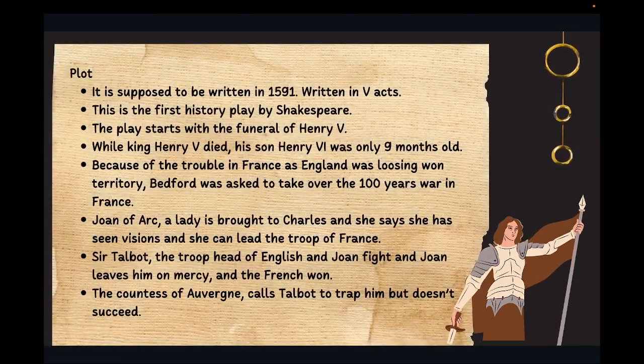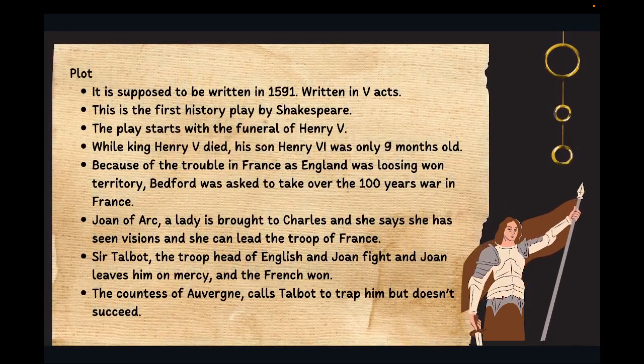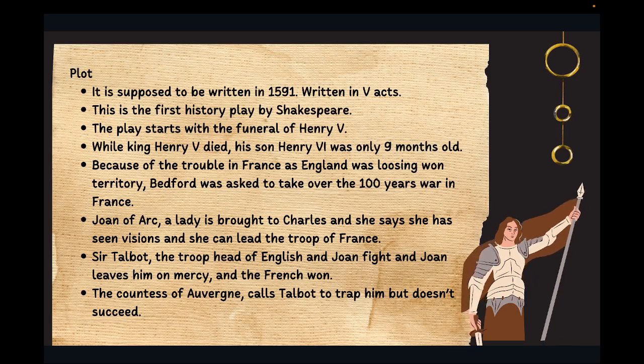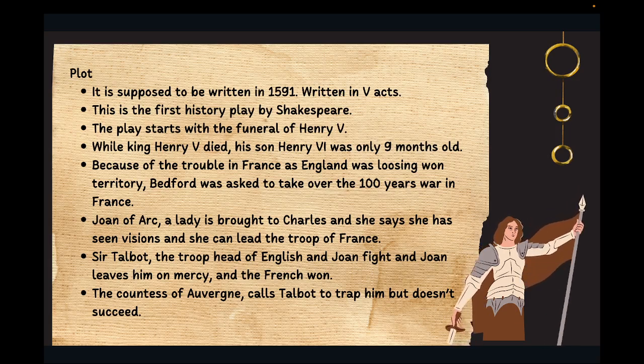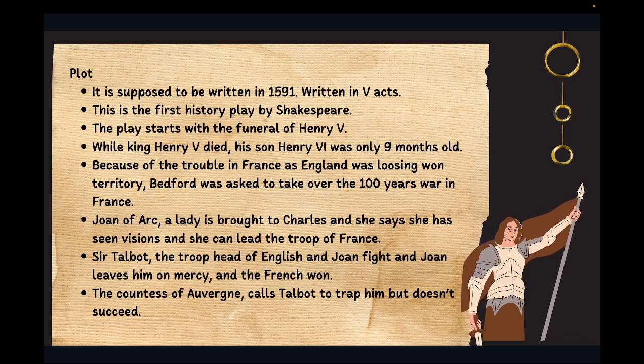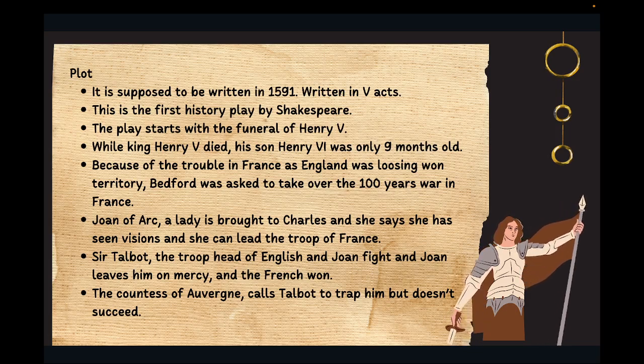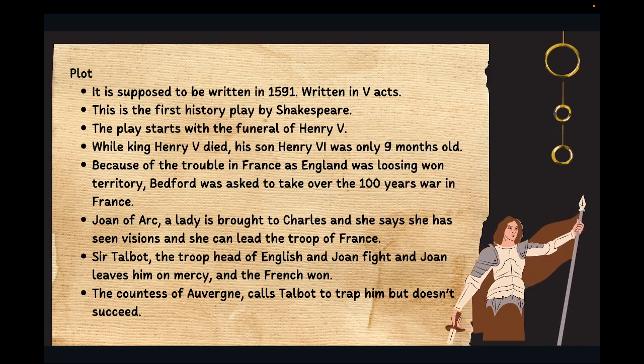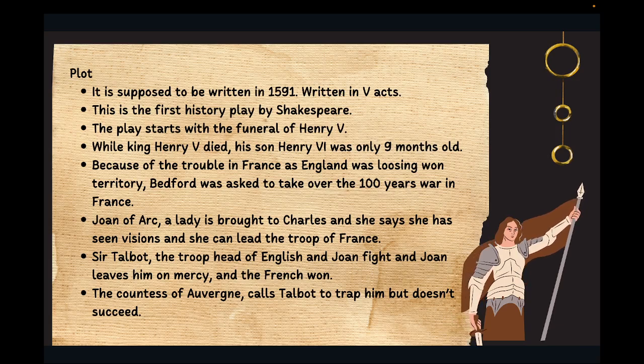So, the play is supposed to have been written in 1591, and it is written in 5 acts. This is the first history play by Shakespeare. The play starts with the funeral of Henry V. While King Henry V died, his son Henry VI was only 9 months old.